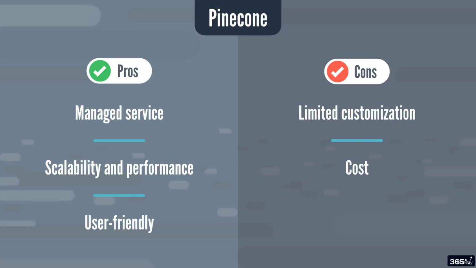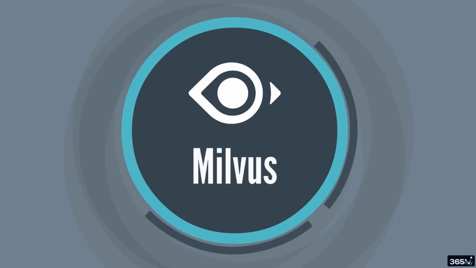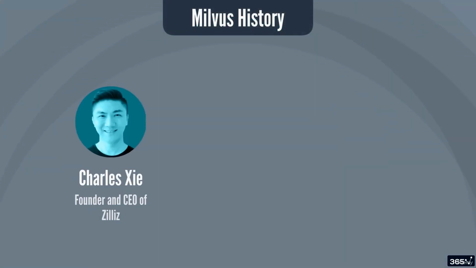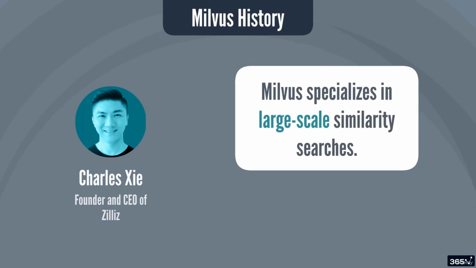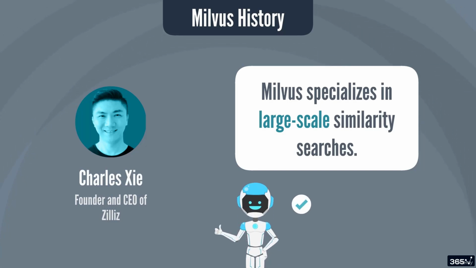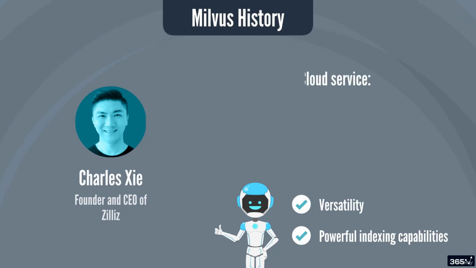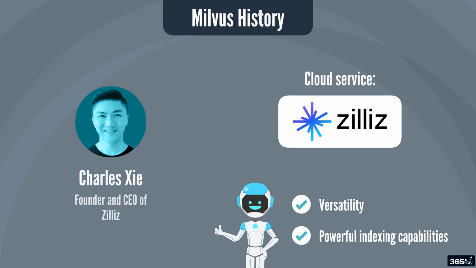Great! So how about Milvus? Milvus, founded by Charles Xie, founder and CEO of Zilliz, is a cutting-edge vector database specializing in large-scale similarity searches. As an open-source platform, Milvus is highly regarded in the AI community for its versatility and powerful indexing capabilities. Zilliz also offers a cloud solution known as Zilliz Cloud.